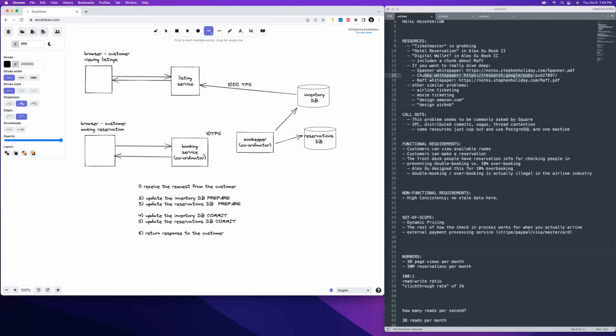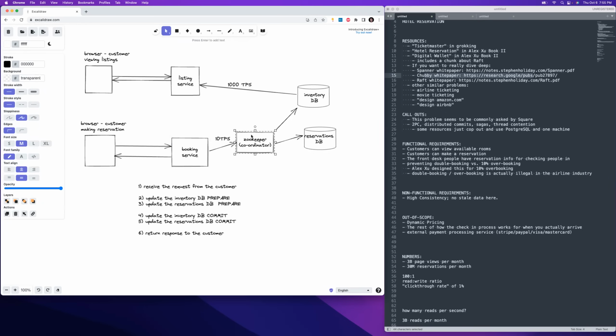And so this one is going to talk to Zookeeper, and this is no longer a coordinator. And so what's going to happen is that your request comes in, this guy talks to Zookeeper, it says, hey, run the transaction.